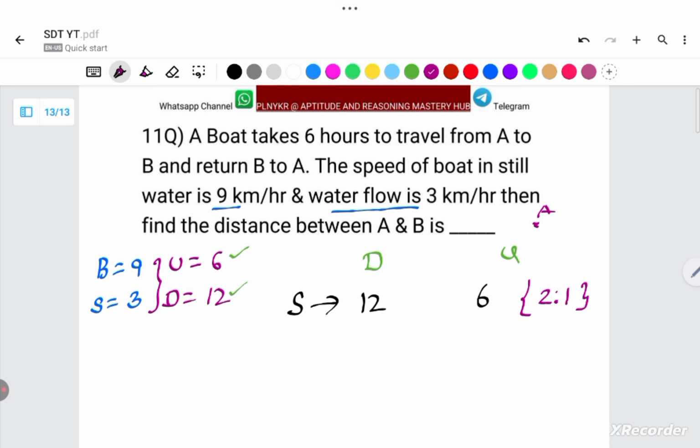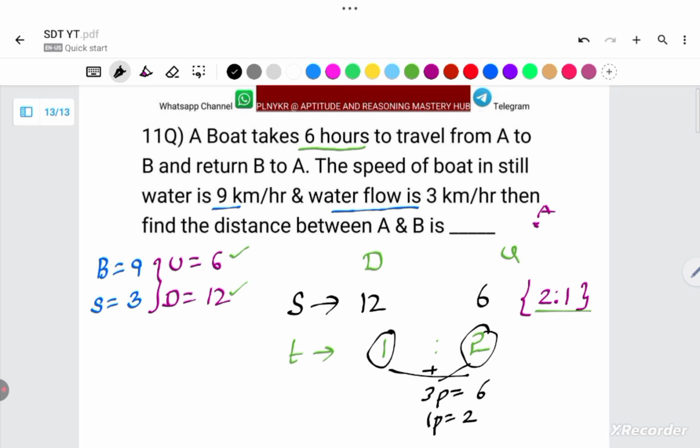In both cases the distance is constant, so the time will be inversely proportional to the speed, which is 1 is to 2, because here the speed ratio is 2 is to 1, right? This is 1 is to 2. But the question clearly gives the total time as 6 hours, so the time ratio has 1 part and 2 parts, so 1 plus 2 means 3 parts. 3 parts is given as 6 hours, then 1 part equals 2 hours. So the time for upstream will be 2 into 2, which is 4 hours.